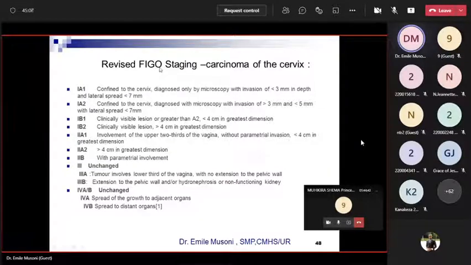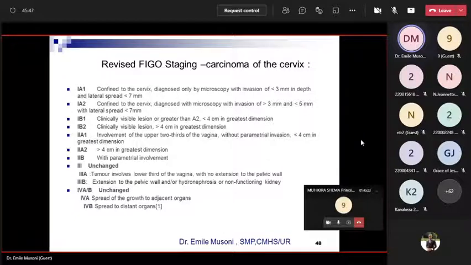It is not a Figo like a former footballer in Real Madrid and Barcelona. This one is Fédération Internationale de Gynéco-Obstétrique. So I don't ask you to memorize those stagings because there are several types of staging. But what you must know, there are four degrees of staging. Stage 1, 2, 3, and 4. 1 and 2, they are early stage. 3 and 4, they are advanced stage.